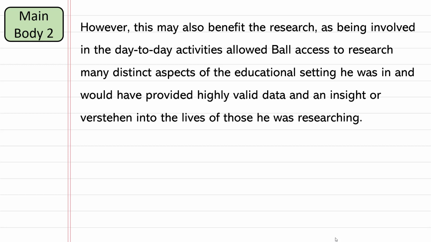However, this may also benefit the researchers being involved in the day-to-day activities, allow Ball access to research many distinct aspects of the educational setting he was in, and would have provided highly valid data and an insight or verstehen into the lives of those he was researching. So this is probably what I would see as being good. So my second paragraph's not as good as my first one, but I would still see this as being in the kind of band 4 type of response because I've talked about who we are researching and how we are researching it.